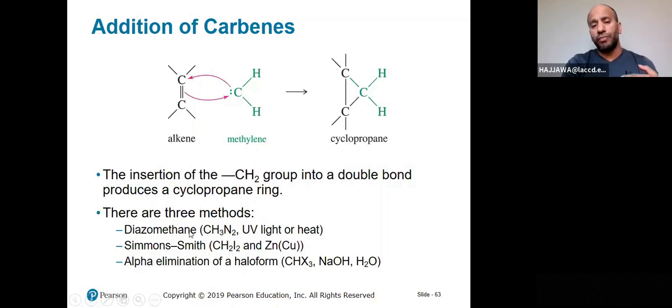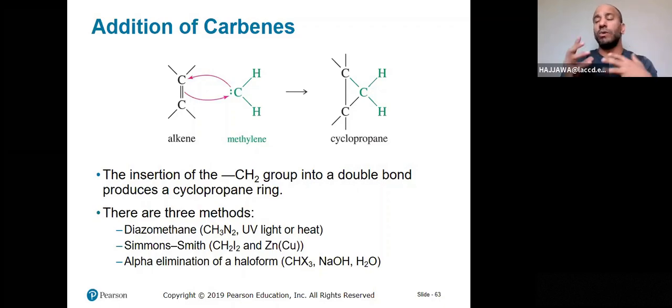There are 3 methods. No mechanism is required. You are required to know the set of conditions. The first one could be diazomethane, which is CH2N2. Diazo refers to the 2 nitrogens, and methane refers to the CH2, so that's where diazomethane comes from. The second is the Simmons-Smith, which is CH2I2 mixed with zinc-copper. That will give me an intermediate, as we're going to see, ICH2ZnI, and I will show you that in a minute.